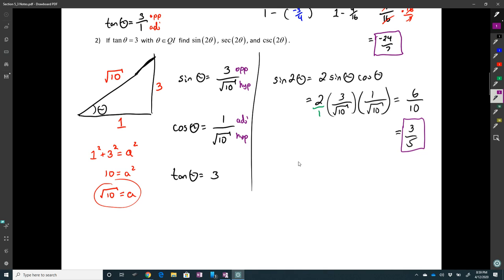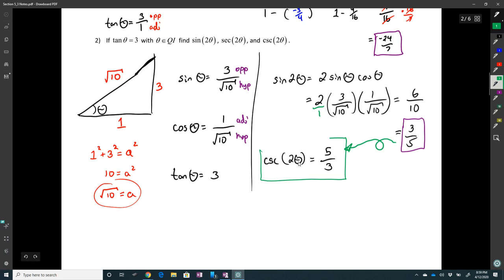Okay. Now notice another one they want us to find is cosecant. Well, cosecant is just the flip version of that. So that's just 5/3. So you just get your answer for sine and you flip it. So I got that answer, I got that answer, and now the last one is secant. But secant is tied to cosine.